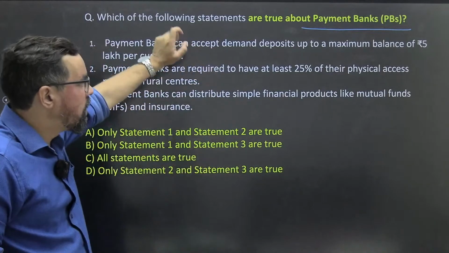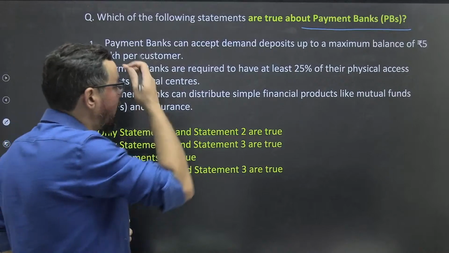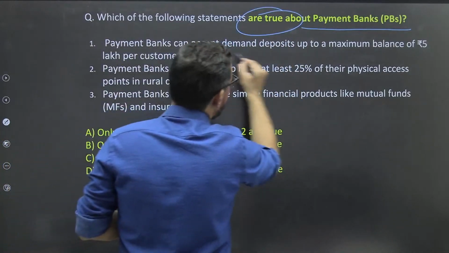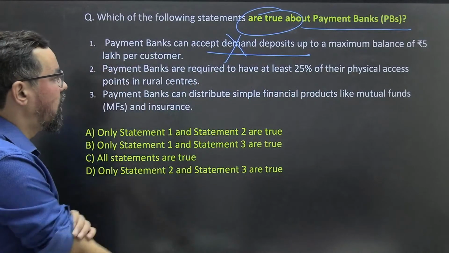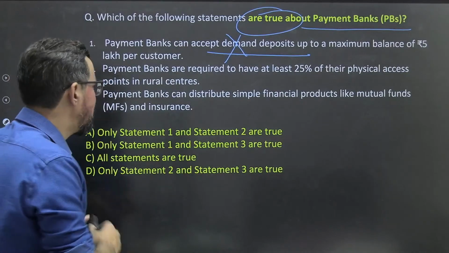Now we have to find out the correct statement about payment banks. So what will be your correct answer? True about payment banks: they can accept demand deposit. No, they cannot accept demand deposit up to a maximum. Sorry, they can accept demand deposit, not time deposit.